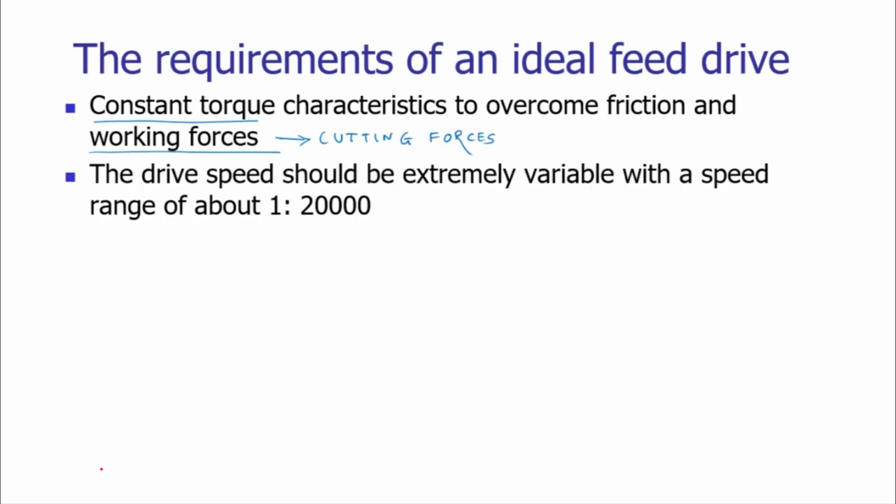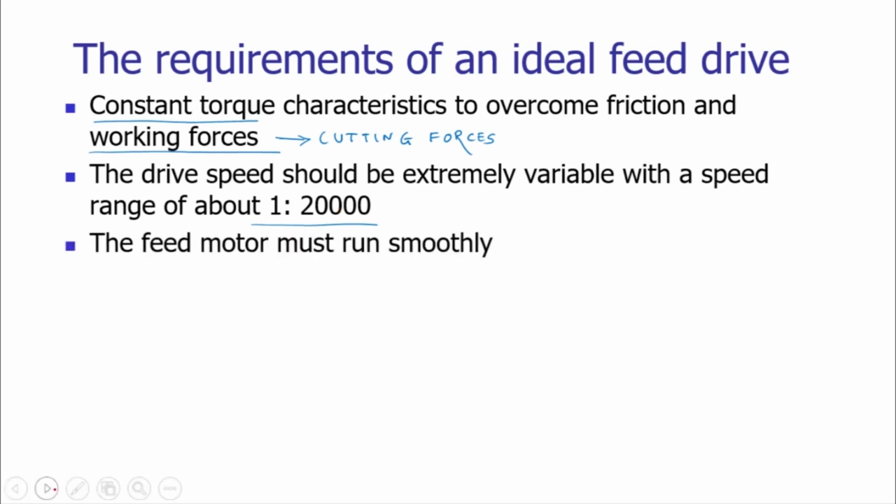The second requirement of an ideal feed drive is that it should provide large variation in its speed. So it is expected to have a wide range of speed variation, say from 0.1 RPM to a few thousand RPM. The feed motor must run smoothly. There should not be any jerks. Jerks or vibration during the operation will definitely affect the quality of the transformation.